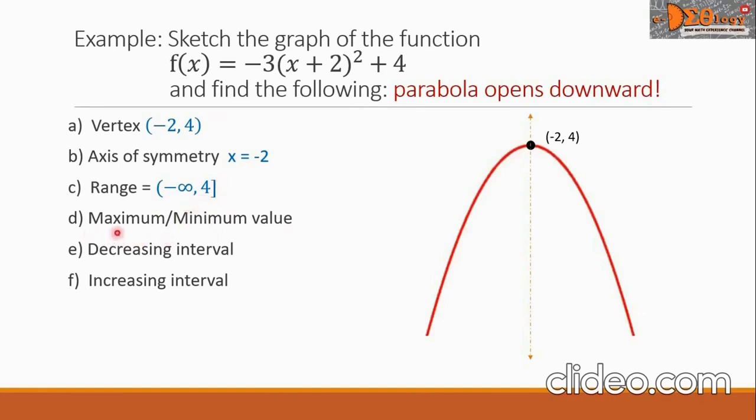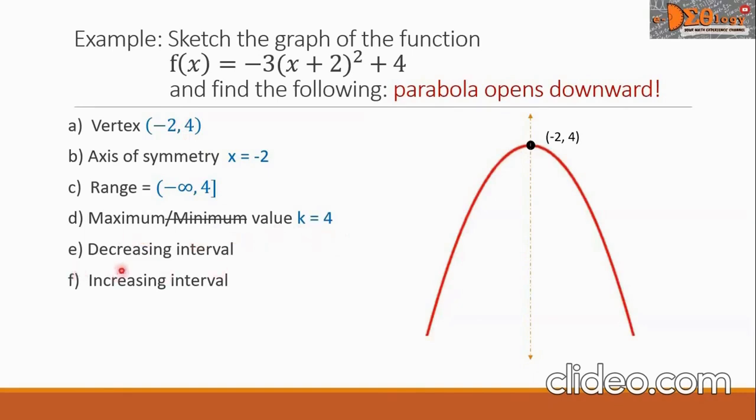Now for letter D, maximum or minimum value. The parabola opens downward, so we don't have a minimum value because the graph of the parabola goes down continuously. So we have a maximum value here. And that value is equal to the k itself, and this k is the y-coordinate of the vertex. So we have k = 4. So the maximum value is 4.